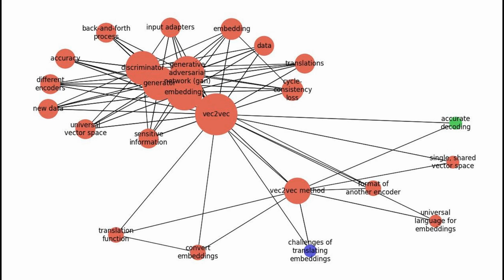Three, input adapters. These are like special tools that prepare the embeddings for translation, ensuring they fit really well into the universal vector space. Four, cycle consistency losses. This technique checks that when an embedding is translated to another space and then back again, it should resemble the original embedding. It's like making sure that if you translate a sentence and then translate it back, it still means the same thing. So, by using these methods, Vec2Vec can effectively translate and decode embeddings from different encoders, allowing for comparison and extraction of sensitive information, all while maintaining a really high level of accuracy.